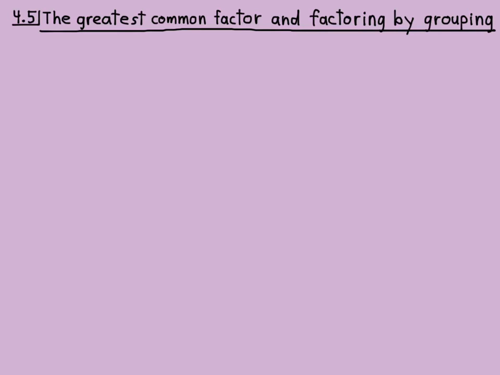And of course, the fourth video is factoring by grouping, which is basically factoring out the greatest common factor 3 times, and you'll see that when we get to it.